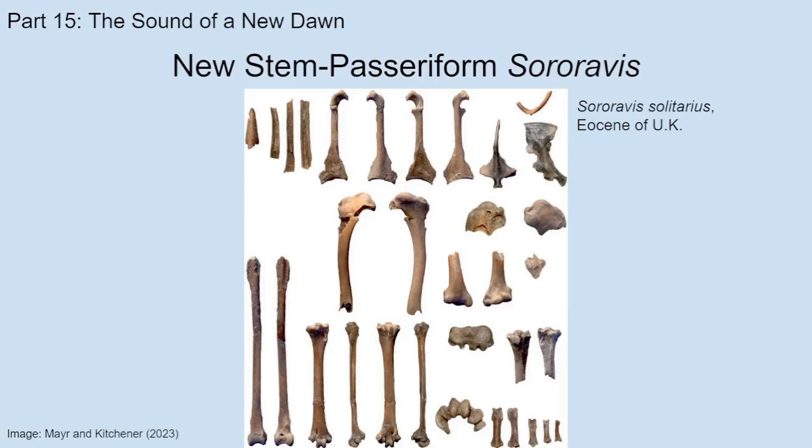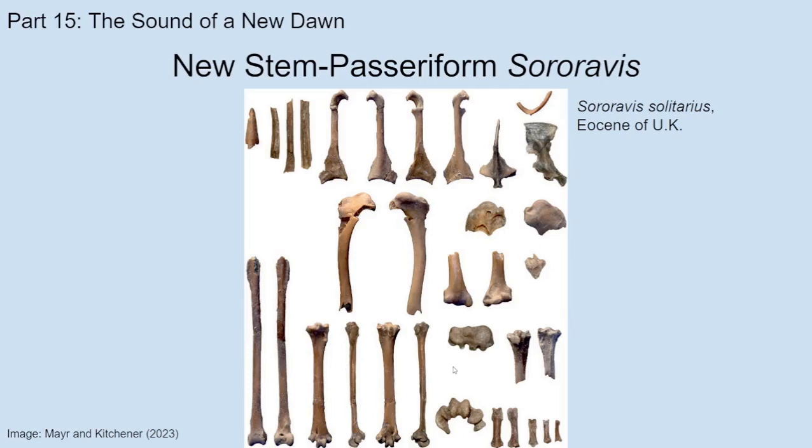This is a new stem passeriform that has a number of notable things about it. It's not known from a bad specimen. You can see that quite a few bones are known from it, both bones from the hind limbs and the forelimbs, and a little bit from the beak even. One of its most notable features is its foot bones, as noted on the bottom row there, the really elongated bones in the bottom center. They seem to have been very long and slender, especially when you view them from the side.